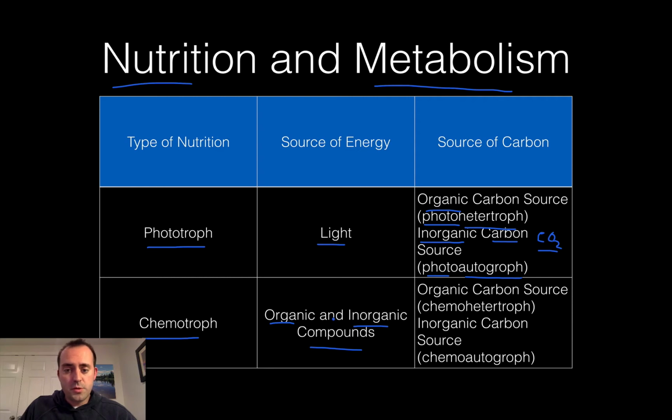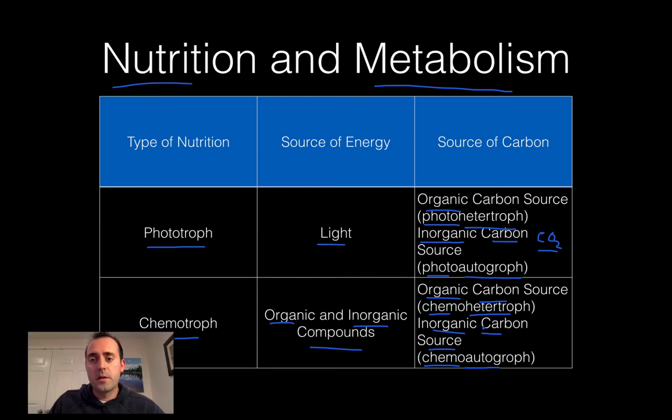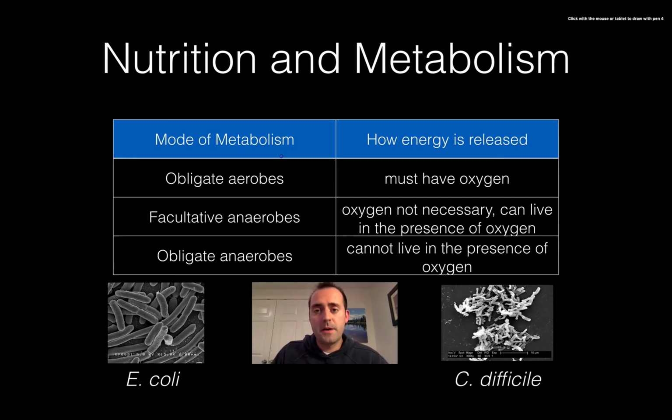Now the chemotrophs are the same way. We can use the word chemoheterotroph if they use an organic carbon source and use an organic or inorganic source for energy, and a chemoautotroph would use an inorganic carbon source for both energy and their carbon source. So their metabolism and their nutrition are very closely tied to either light and organic or inorganic carbon molecules. Now, when also talking about bacterial metabolism, we also have to worry about oxygen.